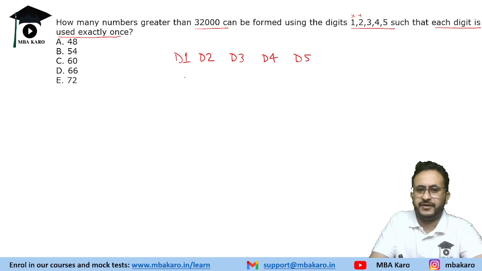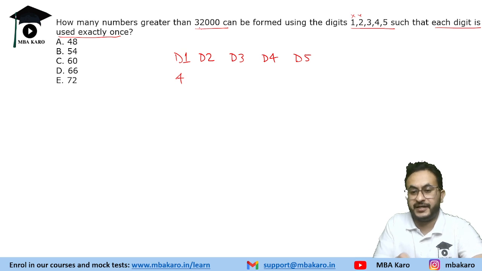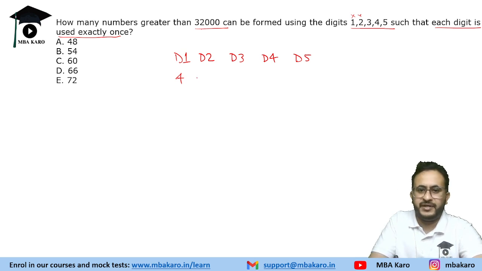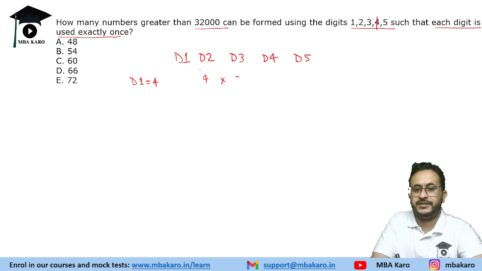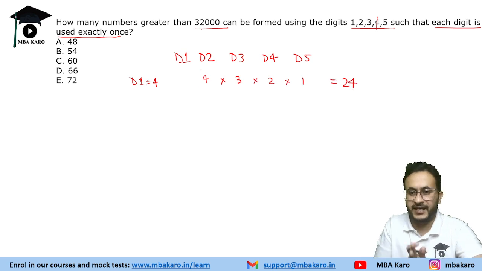If we take digit 1 as 4, okay, digit 4, then obviously that will be greater than 32,000. How many ways can we use the second digit? So we have used 4, so we have 4 options. If d1 is equal to 4, that means we have 4 options for the second digit, 3 options, 2 options and 1 option. So 24 ways we can have if the first digit is 4.